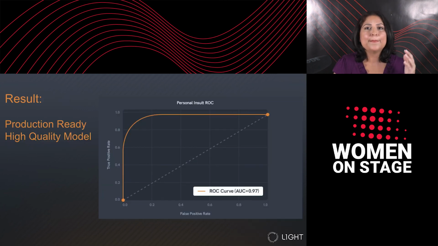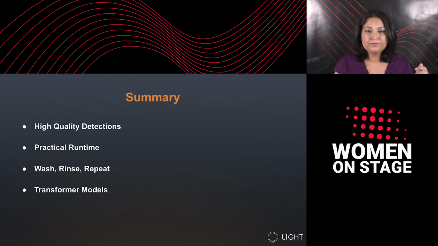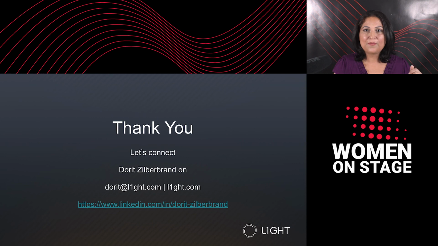We got amazing results. Our personal insult model has a practical runtime of 100 milliseconds, and look at the slide for its amazing ROC curve. And finally, to summarize, we at L1ght deliver high-quality detections with practical runtime, using the wash, rinse, repeat data science method to build and improve our transformers models.